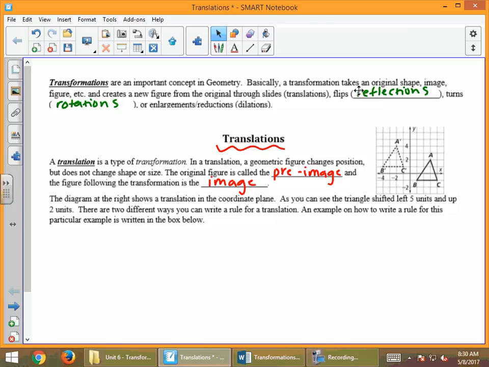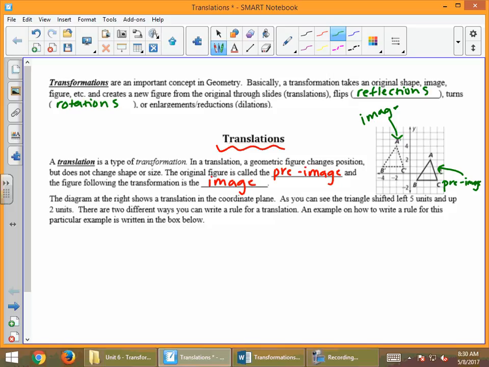How can you tell the two apart? If you look in the diagram, there are two triangles. The pre-image will not have any tick marks or prime marks. So this triangle right there is our pre-image. That's the original figure. The image, the figure after the transformation, will have prime marks or tick marks after it. So this would be the image. We took this original triangle right here, and slid it over and up to get the image here. The pre-image doesn't have tick marks or prime marks, and the image will.